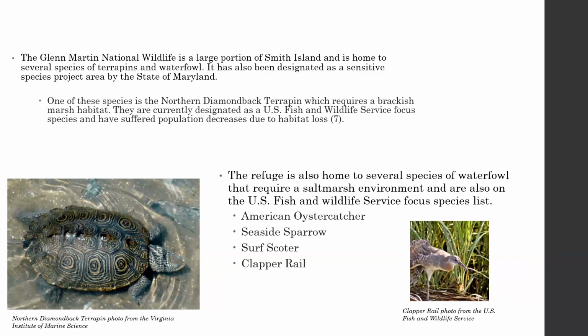They're currently designated as a special interest species by the U.S. Fish and Wildlife Service, and then several states, including Maryland, Virginia, and Connecticut. They're suffering a lot of habitat loss, so their populations are decreasing because they're having to travel further between islands to go lay their eggs, and they're running into more human risks, such as boats and stuff like that that can kill them. And there are 4 additional species of birds that reside on the island. They're also on the focus species list: the American oystercatcher, seaside sparrow, surf scoter, and the clapper rail. And then there are some pictures of them.